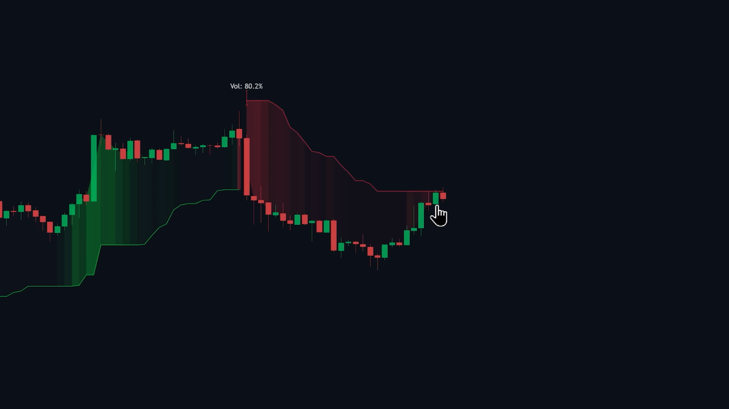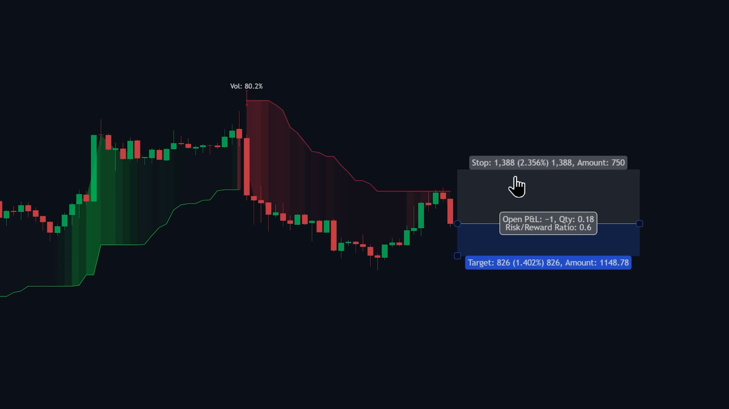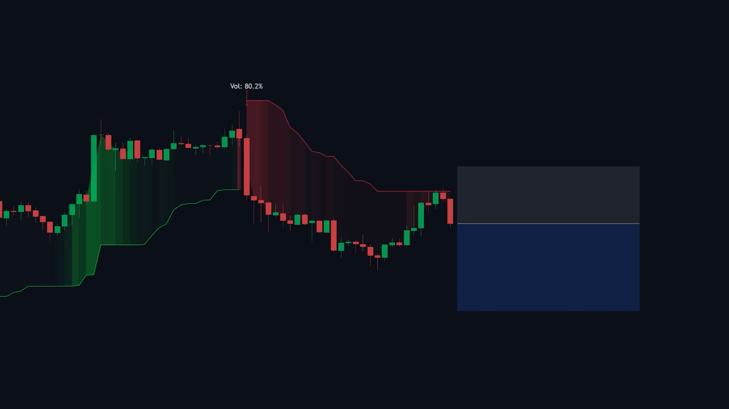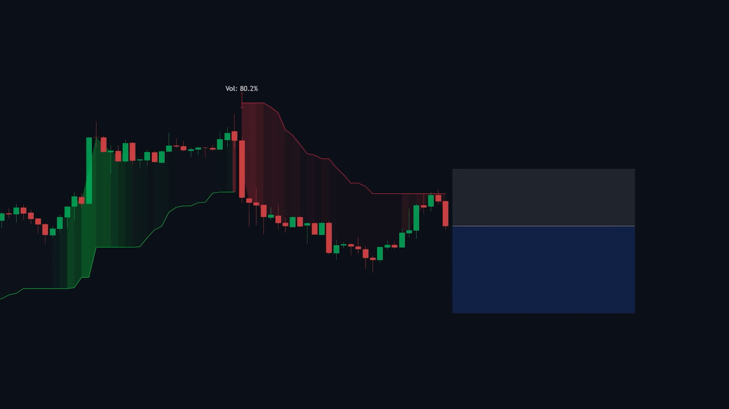Stop above the SuperTrend line or above the most recent swing high. Target 1.5R or the next clear support zone. Again, you're trading the break only when it looks like a real break, not a random flip.